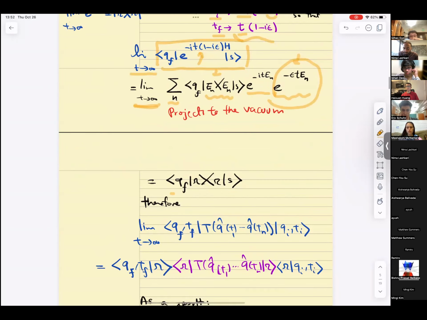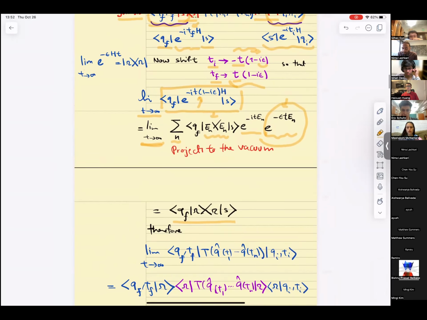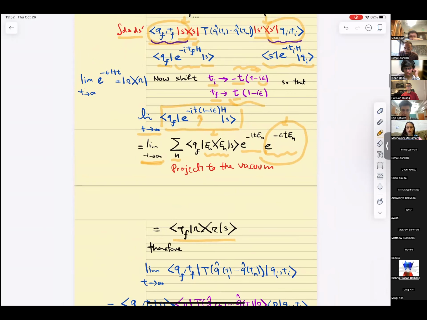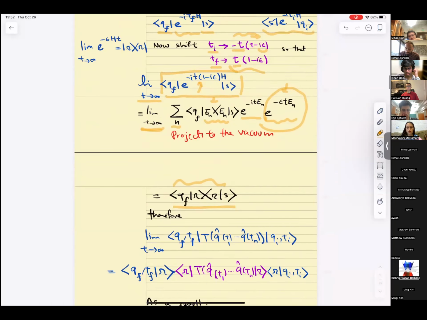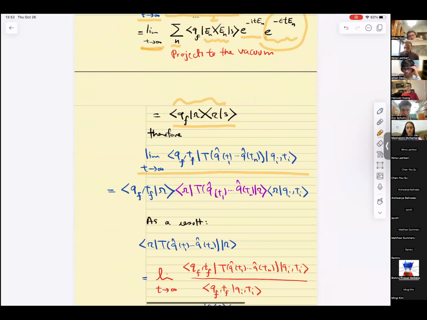So what do I get? I get the following expression. For this term, I get projections to the vacuum. For this term, I get projections to the vacuum. And what comes out of it, when I take this limit of T going to infinity, and I'm no longer writing the i epsilon shift in time, is a vacuum expectation value of this time-ordered correlator multiplied by these phases. These are some phases that are actually properties of the vacuum wave function.